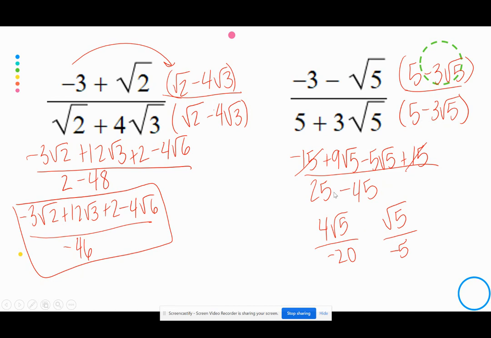If I look at the denominator, 5 times 5 is 25. 3 times negative 3 is negative 9 times 5 is negative 45. And when I subtract, I get negative 20. If I look at all these, I can divide by 4 in the coefficients, so I'm left with square root of 5 over negative 5. And that would be my final answer.